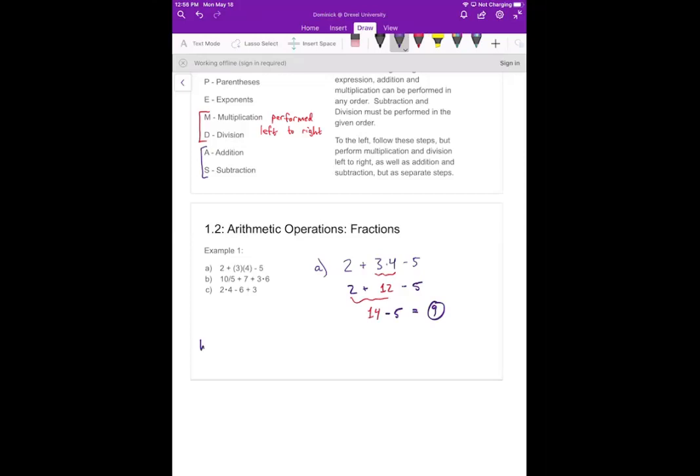All right. Now in part B, we have 10 divided by 5 plus 7 plus 3 times 6. All right, so again, here we have no parentheses or exponents, so we can go right to multiplication and division. So of course, the first one that comes up is we have 10 divided by 5, so that's 2. And then I have 2 additions, which I'm not worried about yet. But then I have multiplication. I have 3 times 6, which is 18. Right? So then if I add them up, 27.